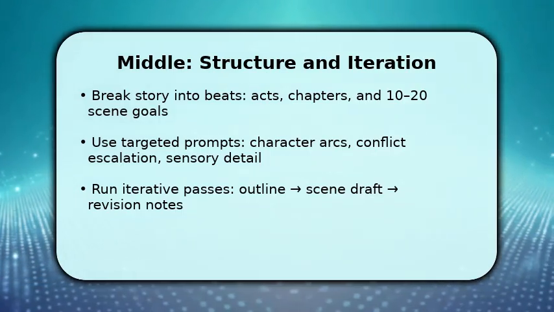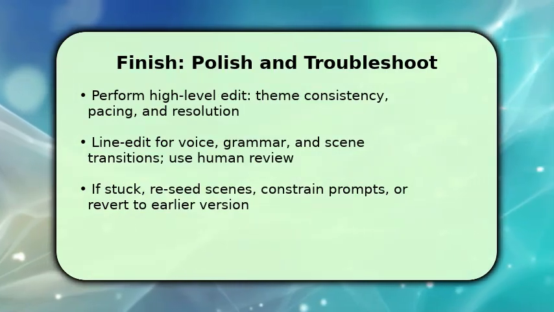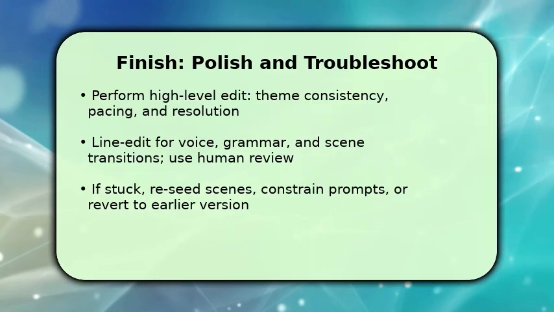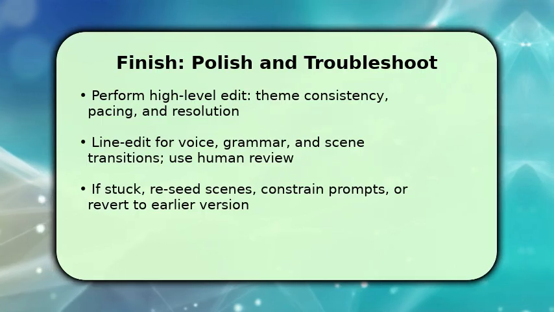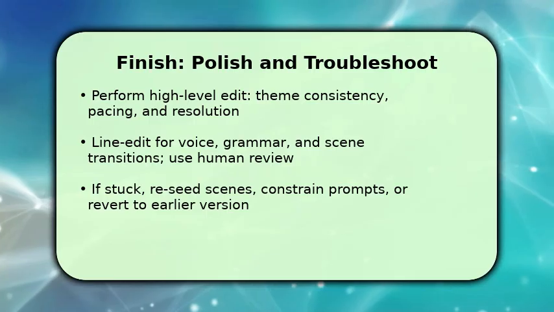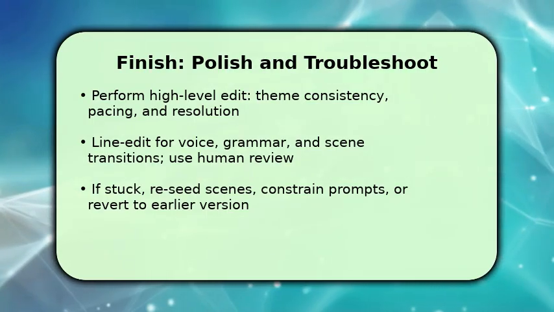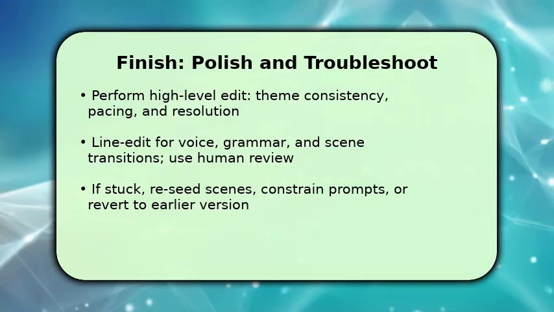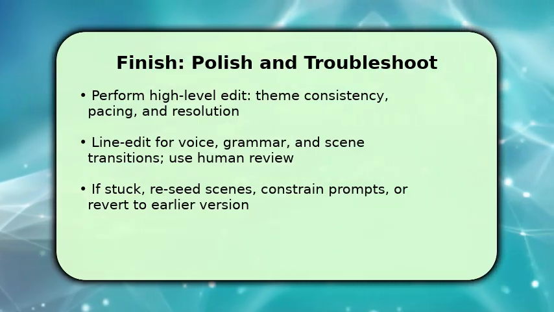progress. To finish, you perform a high-level edit focusing on theme consistency, pacing, and a satisfying resolution so the AI's ideas cohere into a novel. Then line edit for voice, grammar, and transitions. Invite human beta readers for clarity. If you encounter repetition or drift, troubleshoot by reseeding key scenes, constraining prompts with stricter instructions, or reverting to an earlier version that worked better.